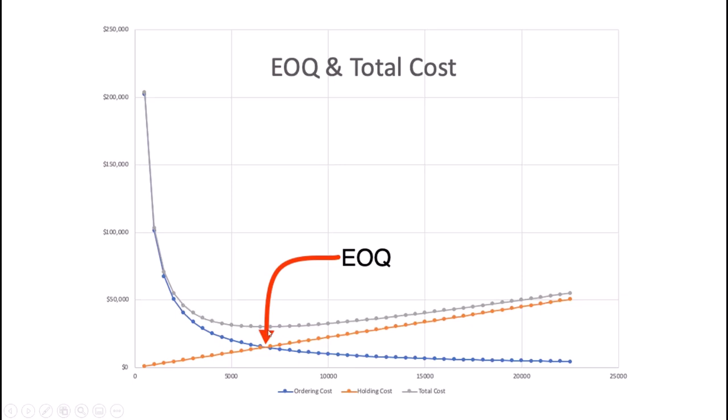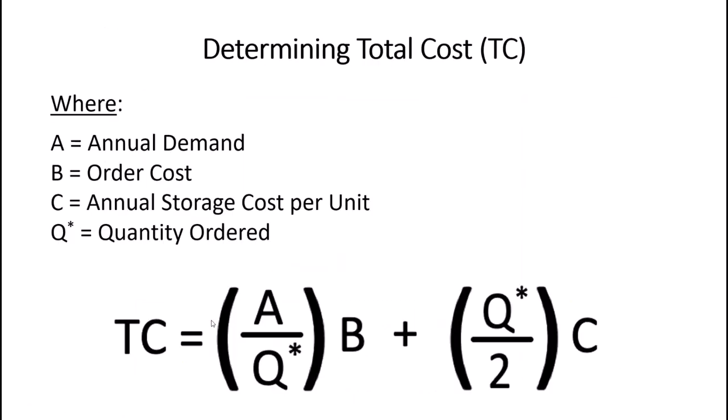We need this line here, and so we don't want just the holding cost and the ordering cost. We don't want to just know where those cross. We really do actually want this total cost to help us make our business decisions. So let's take a look at how we build that. We're using the same variables as we had in EOQ, but we're adding the quantity ordered, the Q with the asterisk. And so the equation simply reads total cost equals annual demand divided by quantity ordered times B, which is your order cost, plus quantity ordered divided by 2 times the annual storage cost per unit.